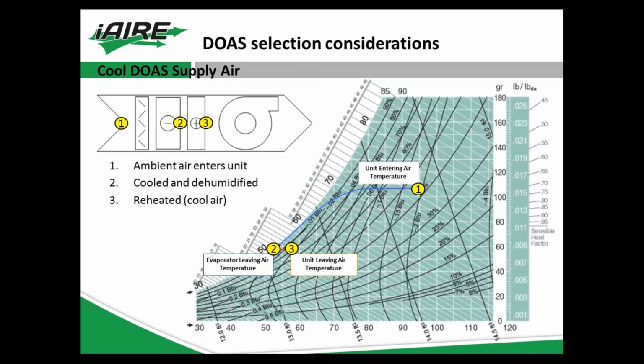This is the same compare and contrast between what the psychrometric chart would look like. So this is cool air supplied DOAS. So you see there it cools from 1 down to 2, and it's reheated only up to 3, whereas this would be supplying neutral, where it's reheated much higher.